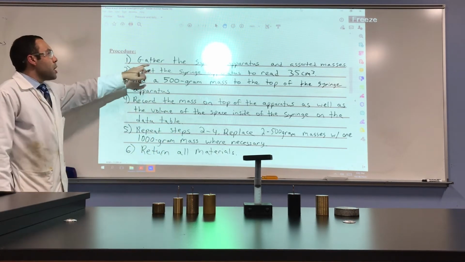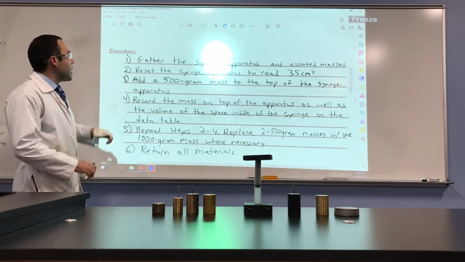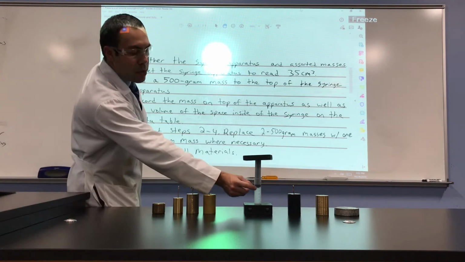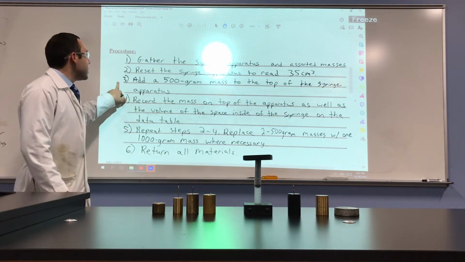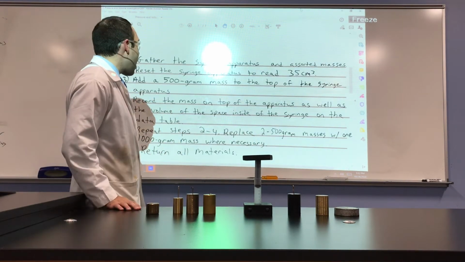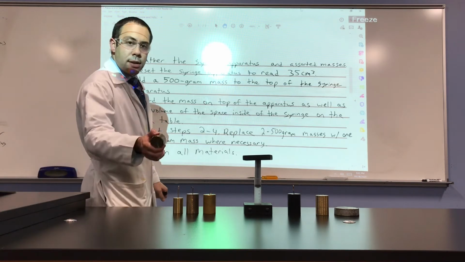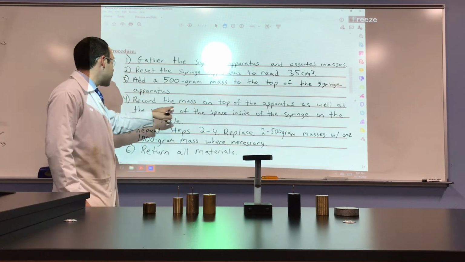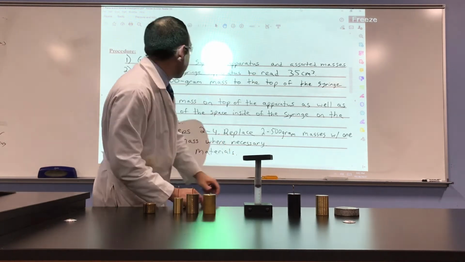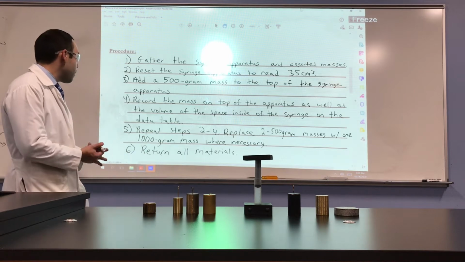So step 1, you're going to gather your materials, the syringe apparatus, and assorted masses. Step 2, reset the syringe apparatus to read 35 cubic centimeters, right there at the top. Step 3, you're going to add a 500 gram mass to the top of the syringe apparatus, one at a time. Step 4, you're going to record the mass on top of the syringe apparatus, as well as the volume that the syringe reads. And you'll record that on the data table, which we'll make.